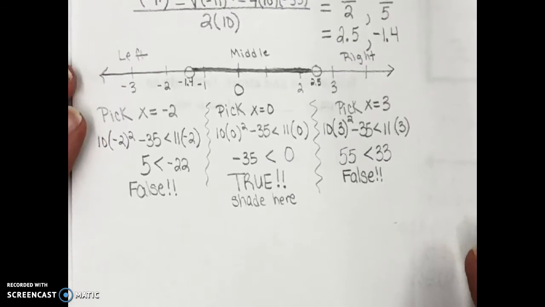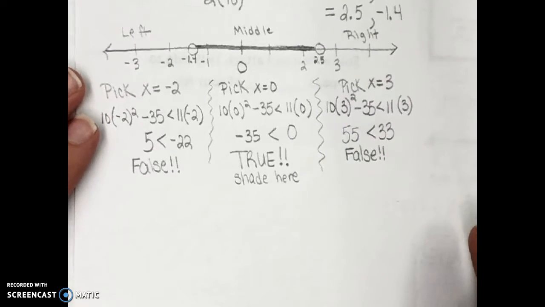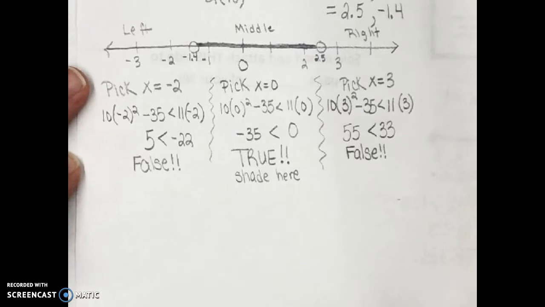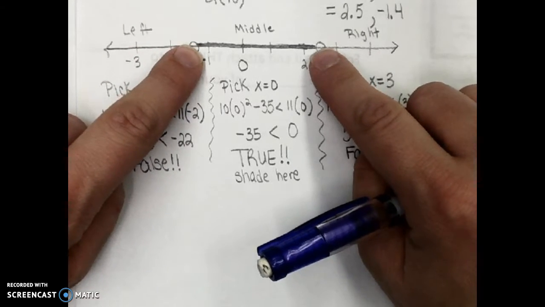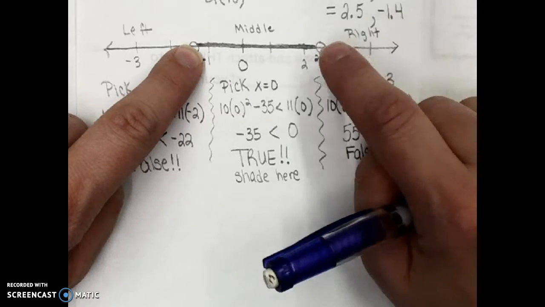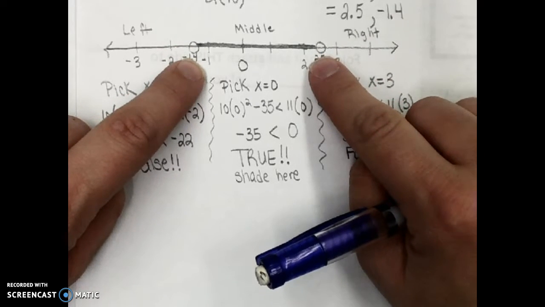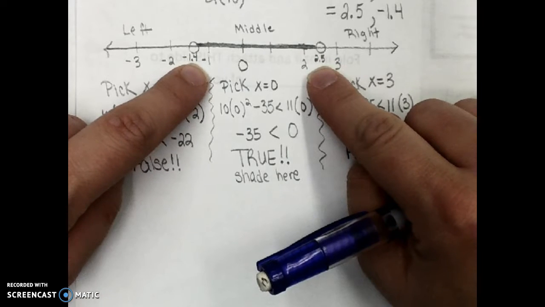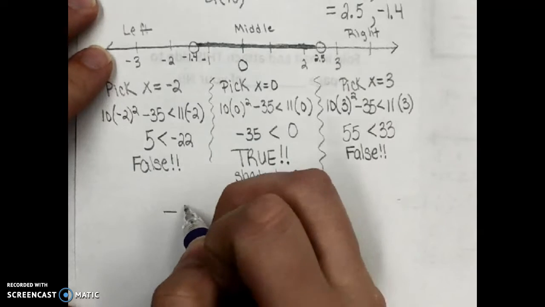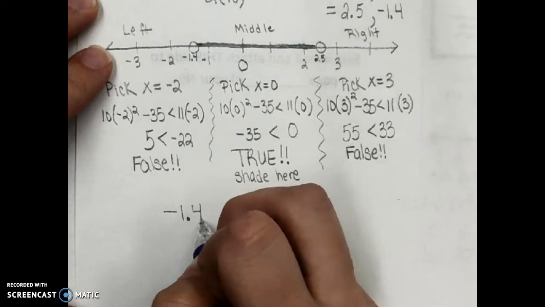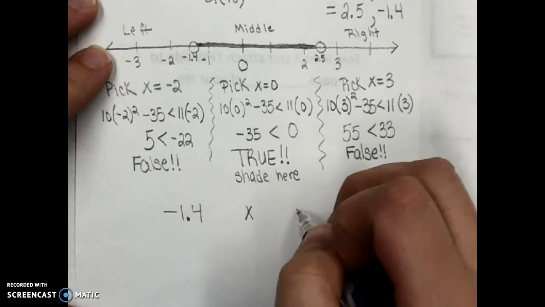So look where you shaded. Those are your X's. Is your shading to the left, in the middle, or to the right? Your shading is in the middle. It is trapped between -1.4 and 2.5. Therefore, your X's are between -1.4 and 2.5.